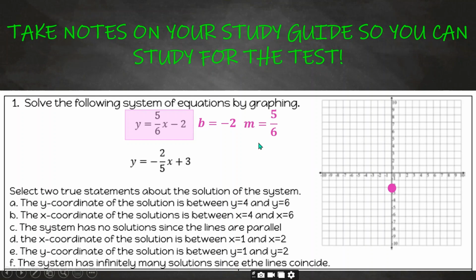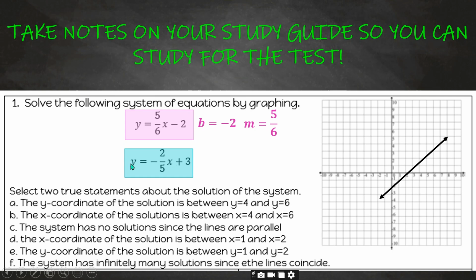I identify my slope as 5 over 6, because that's the coefficient, the number in front of the x. So from here, I'm going to go up 5, and for a positive slope, I'm going to go to the right 6. Okay, so here's my second point. Now I can draw my line, and now I have to move on and graph my second equation.